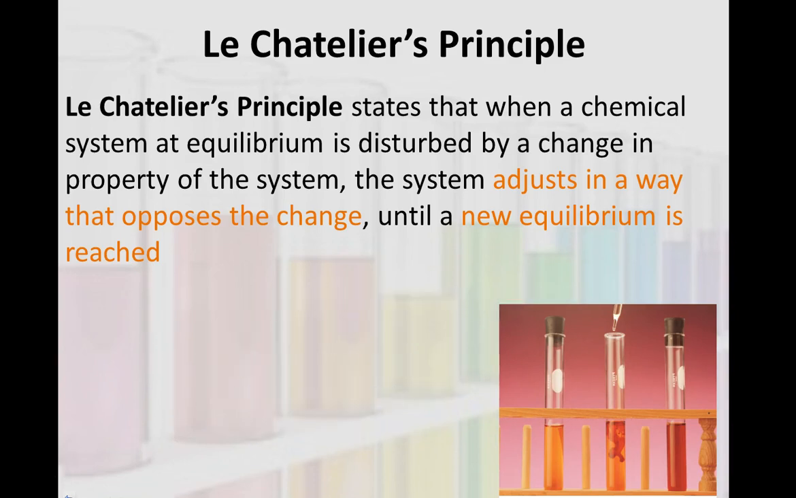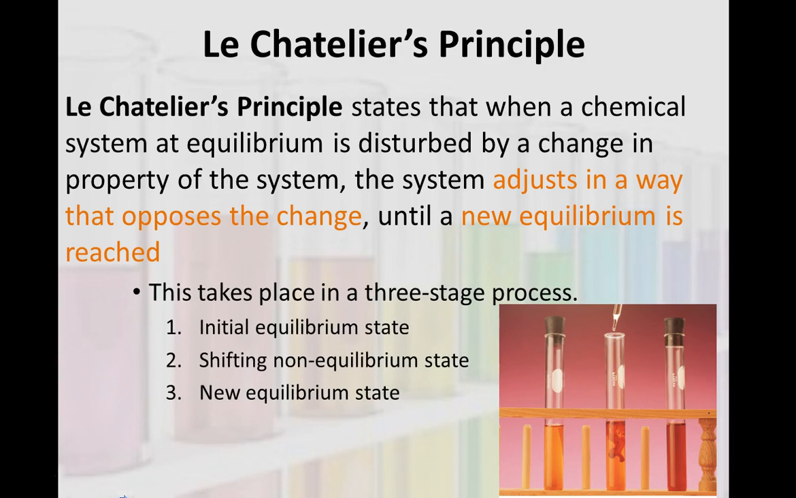Here's a good example. If I have an initial state of equilibrium between two chemicals, and then I add a whole bunch of one more, it's going to change until a new equilibrium is reached. That's all that's saying. Did everybody have that?